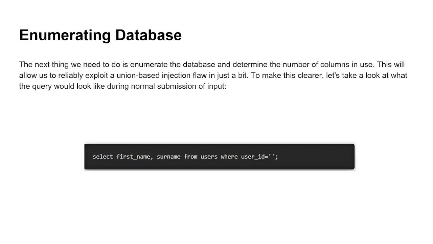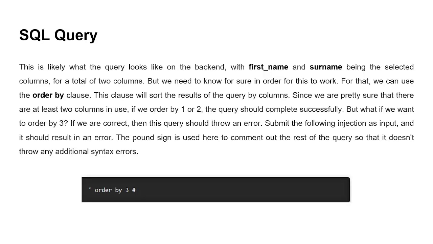The next thing we need to do is enumerate the database and determine the number of columns in use. This will allow us to reliably exploit a union-based injection flaw in just a bit. To make this clearer, let's take a look at what the query would look like during normal submission of input. This is likely what the query looks like on the backend, with first_name and surname being the selected columns, for a total of 2 columns. But we need to know for sure for this to work.